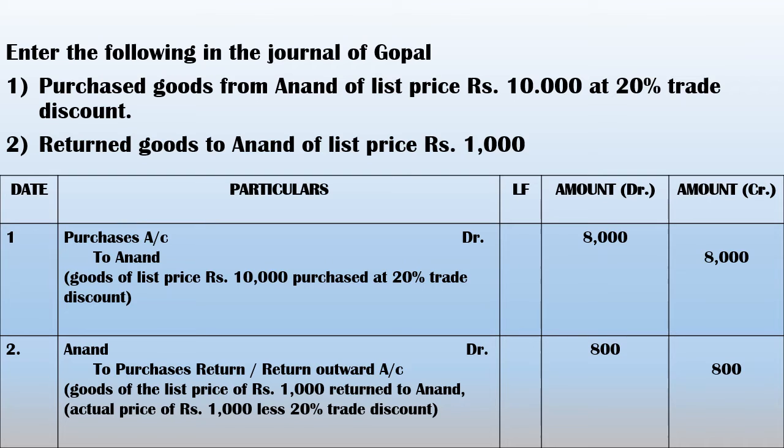Goods of list price rupees 1,000 returned to Anand, actual price 1,000 less 20% trade discount. So I hope you understood from both sides, the books of Anand and the books of Gopal, the seller and the buyer concept. How are we going to enter the trade discount? There will be no separate entry shown, and whenever there is a return, the trade discount will always be deducted.